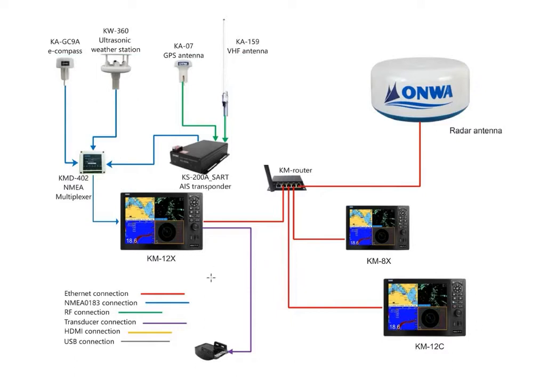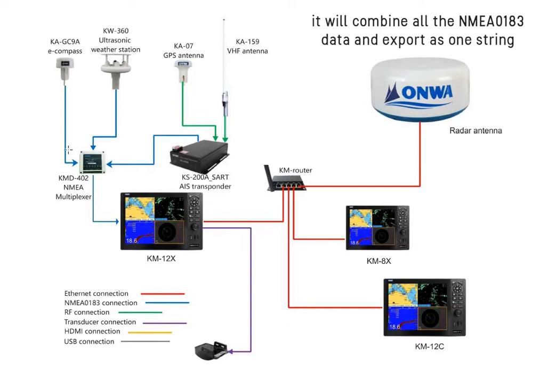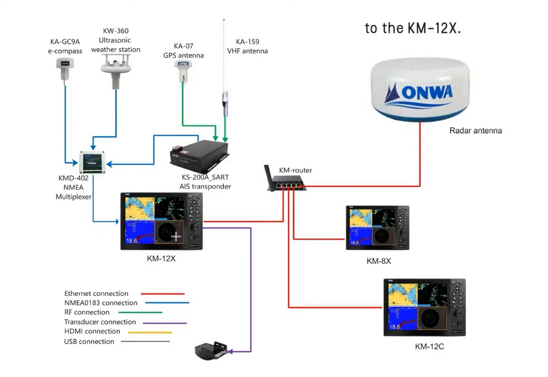So now today I connect all the necessary data, the heading, the wind, the weather information, and the AIS information into the KMD 402. The 402 is an NMEA multiplexer. It will combine all the NMEA 0183 data and export it as one stream to the KM12X.